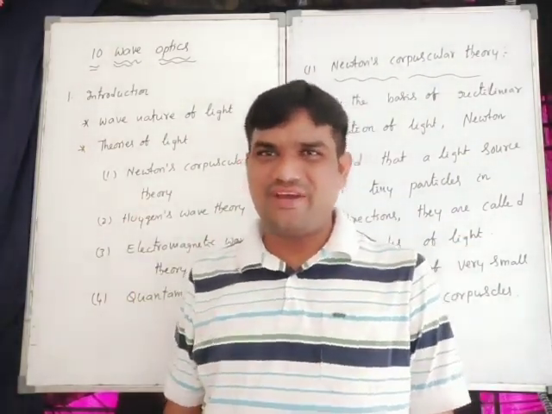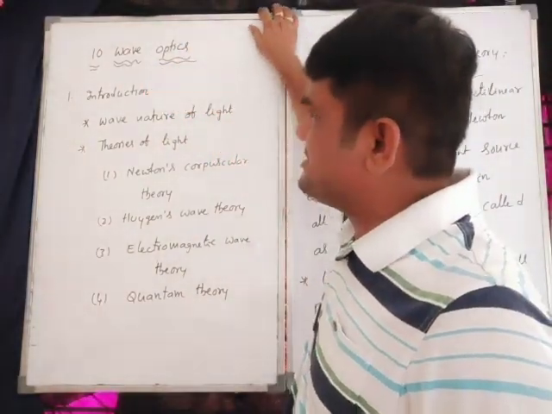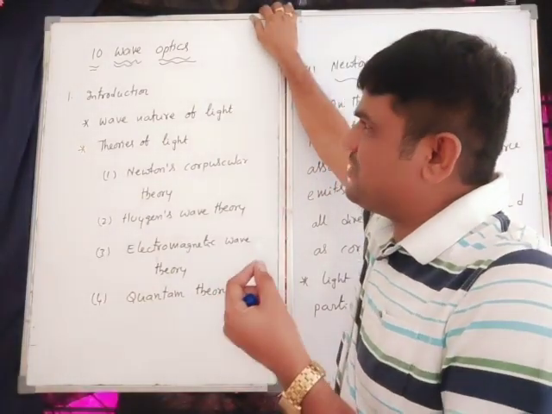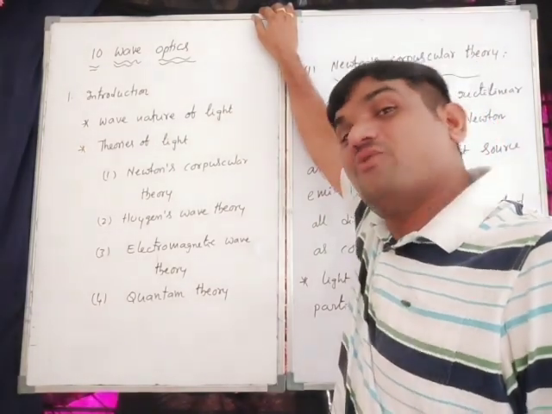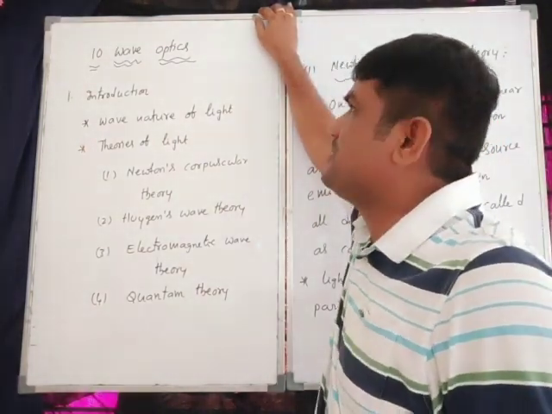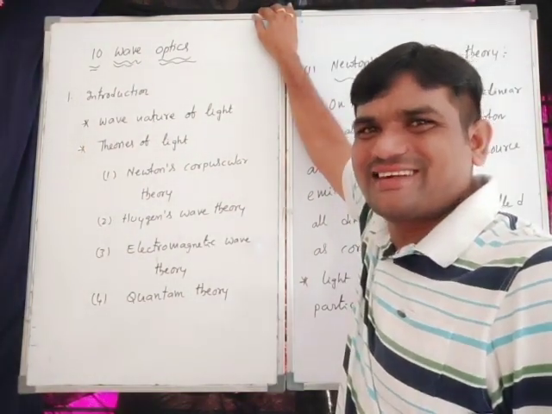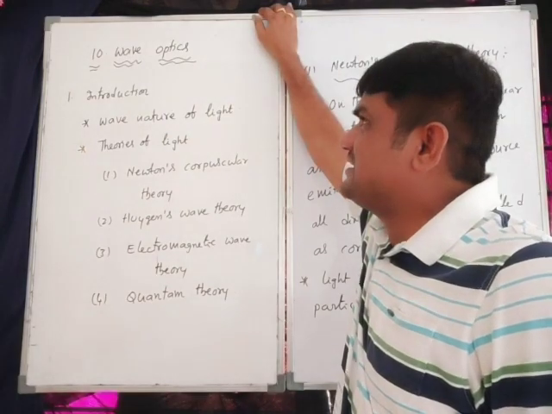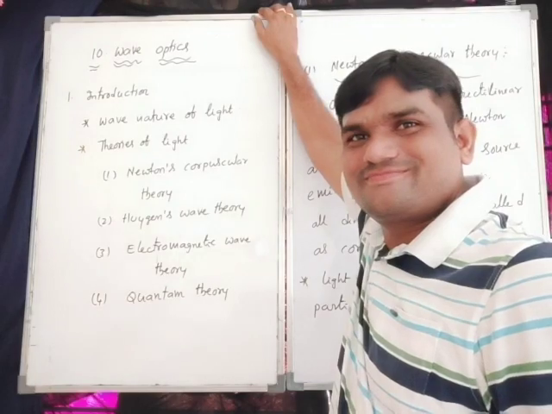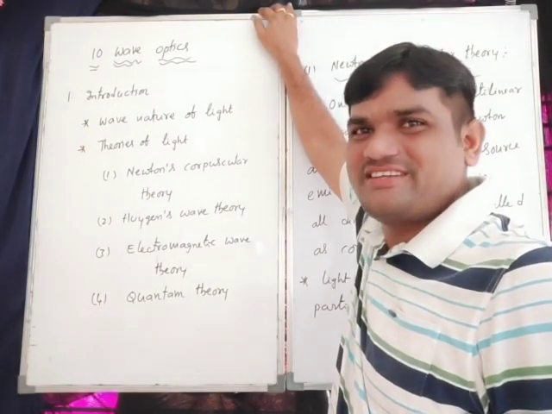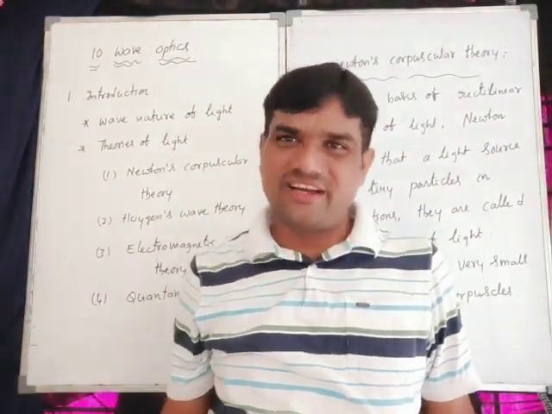The new topic is wave optics. We can observe once. So what is wave optics? The name itself gives the meaning. What is the meaning of wave optics? That means the light is having wave nature. So that's why the first concept I have given is the introduction topic only.